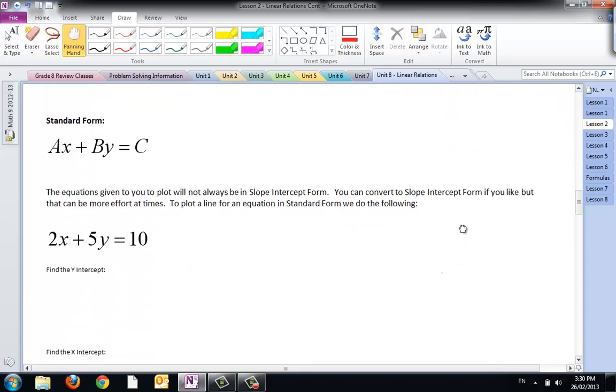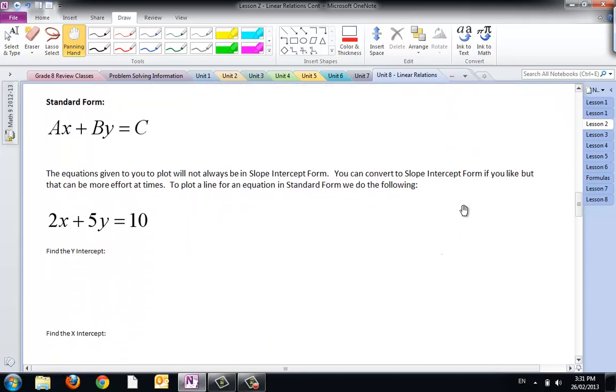Sometimes we are given an equation of a line not written in slope-intercept form, so not written in the form y equals mx plus b. And when it's not written in slope-intercept form, it's often written in this form called standard form, where a and b and c are just numbers, whatever the numbers happen to be. So it could be something like this, 2x plus 5y equals 10. That is called standard form.